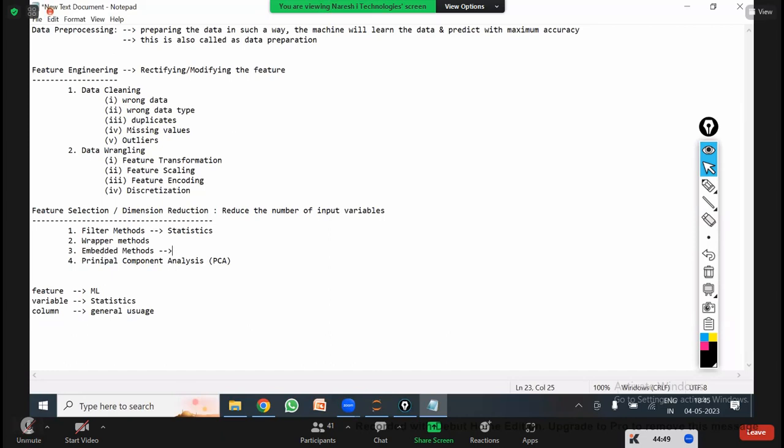Embedded methods means the machine tells which features are unimportant and which are important. The machine will tell or identify the unimportant features.